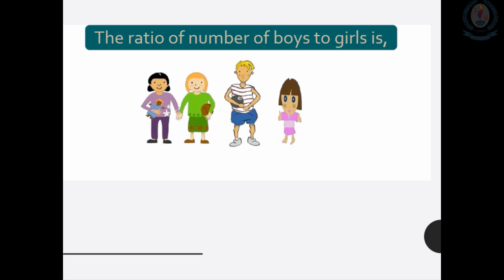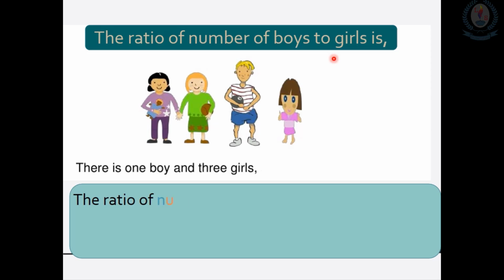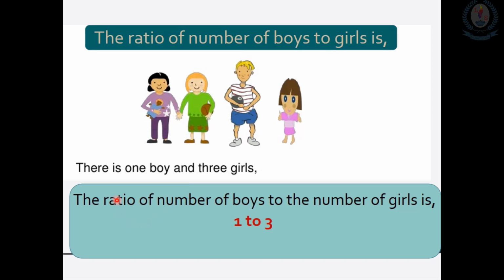So, shall we compare this picture? There we can see a boy and some girls. Then, can you tell me the ratio of number of boys to number of girls here? We'll see. There's one boy and 1, 2, 3 girls. One boy and 3 girls. So when we compare the number of boys to number of girls, it's 1 to 3. This is the way of writing ratio in maths.